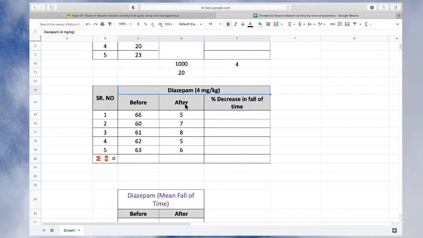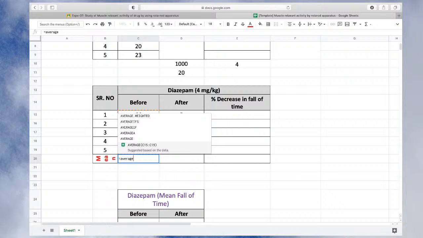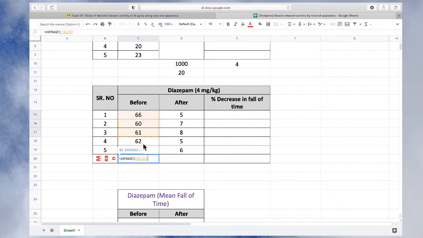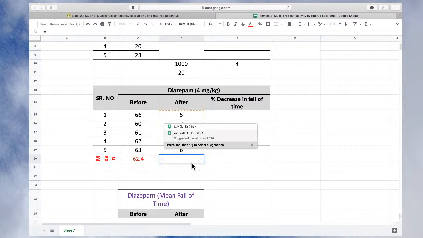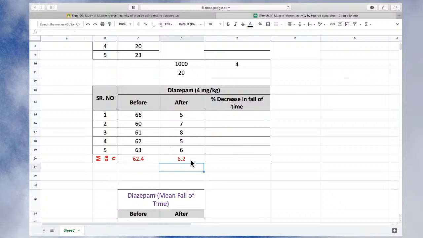you can see that after the treatment with diazepam, the fall off time is decreased. It means the animal doesn't remain on the rotating rod for as long. So you can take the average of this by applying the average formula. You can simply drag this, and you will get the average. It is coming to around 62.4. You can take the average of the after-treatment readings, simply drag it, and you will get an average of 6.2.